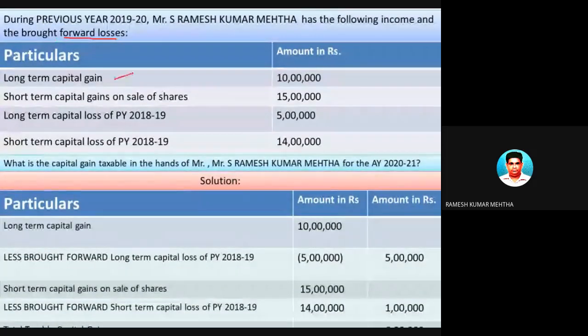So long-term capital gain is 10 lakh rupees. Short-term capital gain is 15 lakh rupees. The loss of the previous year, as far as long-term capital loss is concerned, which is carried forward for 8 assessment years, is carried forward this year for set off. And short-term capital loss of last year can also be carried forward and set off against profits for 8 assessment years. Okay.